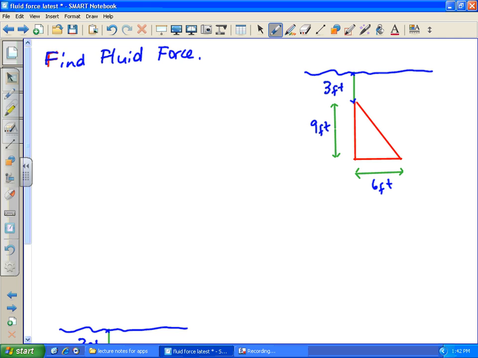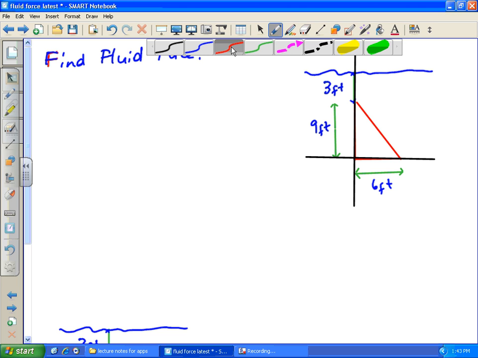Okay, first thing is we always select a coordinate system. I'm going to select, as my first solution, a system where the (0, 0) is at the corner of your triangle. I will pick a representative rectangle from the region. The thickness is delta y, right? Let's first find the fluid force across this thin rectangle, right?